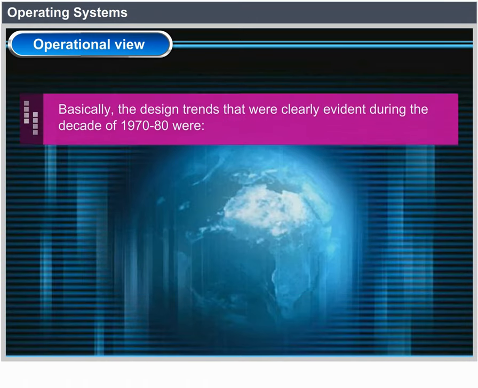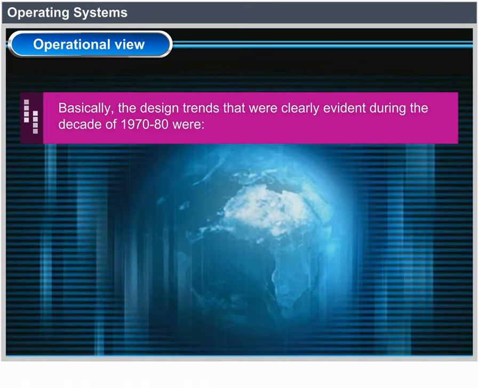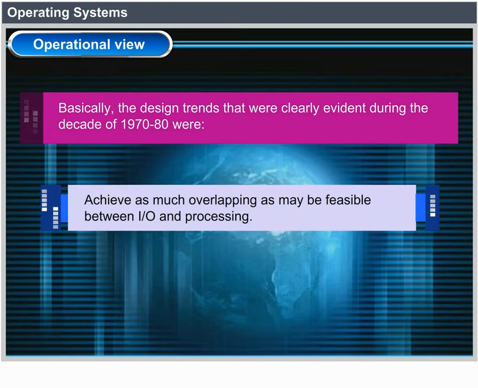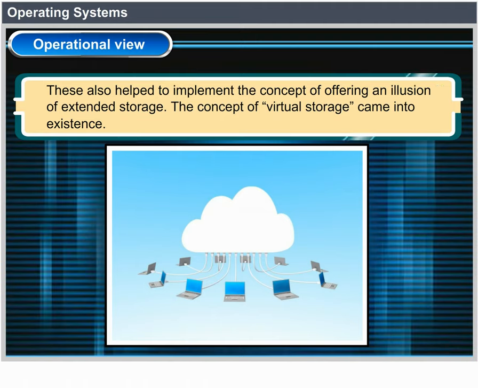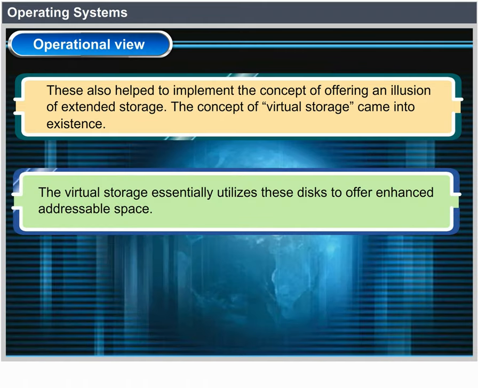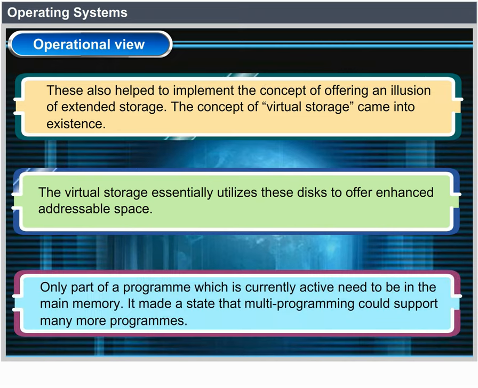Basically, the design trends that were clearly evident during the decade of 1970 to 80 were: achieve as much overlapping as may be feasible between I/O and processing. Bulk storage on disks clearly witnessed a phenomenal growth. This also helped to implement the concept to offer an illusion of extended storage. The concept of virtual storage came into vogue. The virtual storage essentially utilizes these disks to offer enhanced addressable space. The fact that only that part of a program that is currently active needs to be in the main memory also meant that multiprogramming could support many more programs.